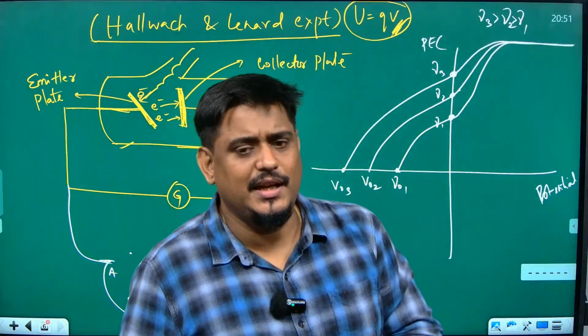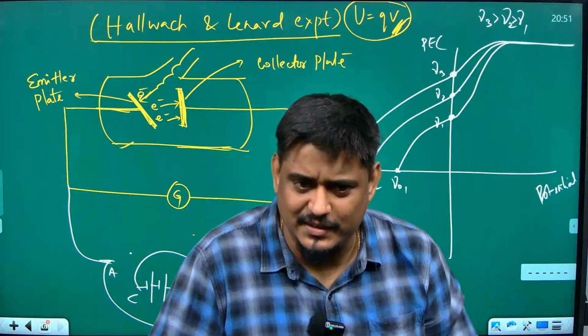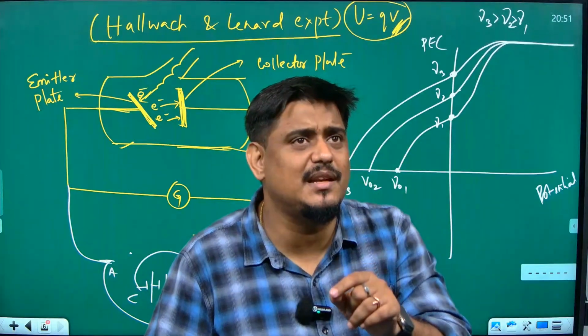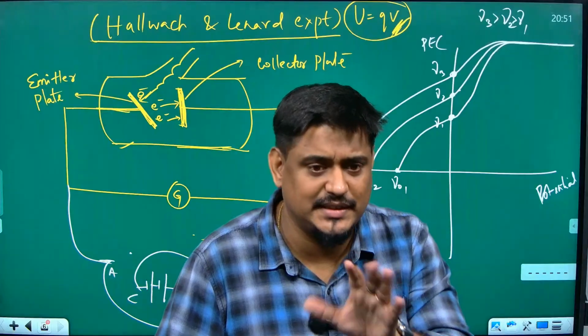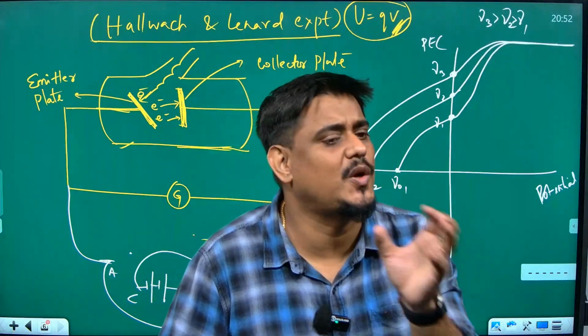See, frequency is different, but what is same? Intensity is same. Am I right? Intensity governs the number of photoelectrons ejected per second, right? I told you some time before, intensity is governing how many electrons will come out.